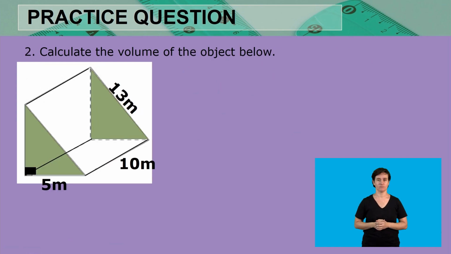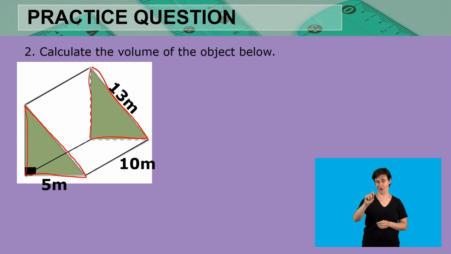Now, the next question says, calculate the volume of the object below. As we can see, the object below is a triangular prism. And how do we see that? It's because the top and the bottom, or the base and the top, are triangles. And these, of course, are right angle triangles.